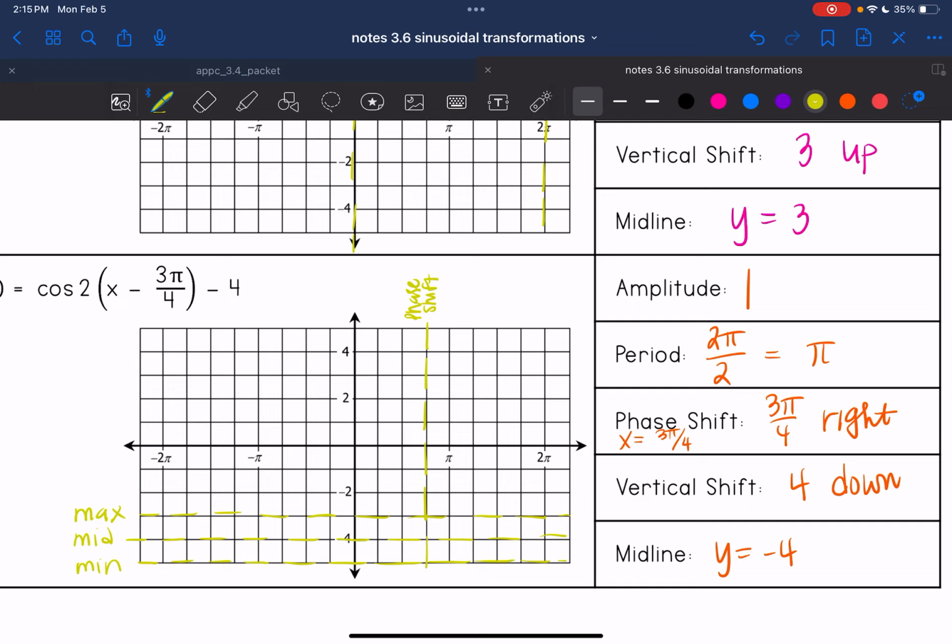Okay, and then from there, we need to have a period of pi. So it's not as easy as just drawing a line where pi is. I need to be pi away from my phase shift. So again, 1, 2, 3, 4. It takes 4 squares to equal pi. So starting from my phase shift, 1, 2, 3, 4. I would need to end here.